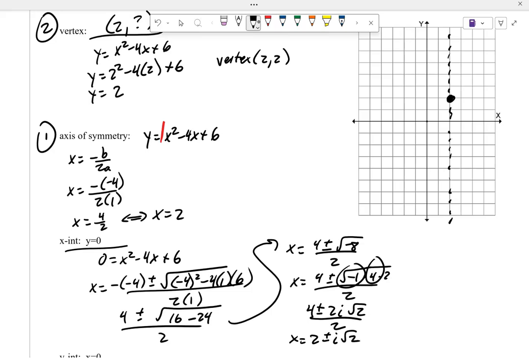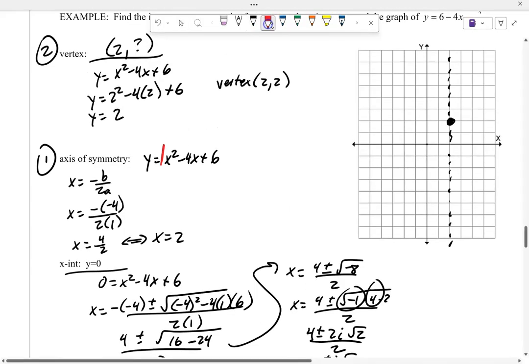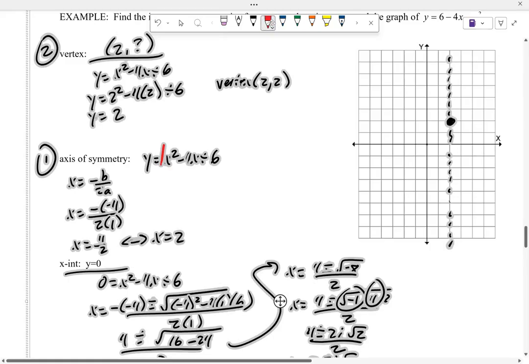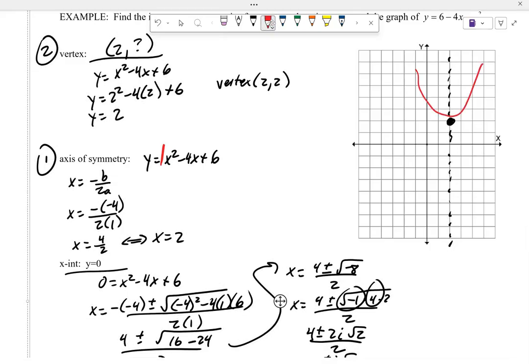Well, this is a real number graph, right? So this is saying these are complex zeros. They're not going to show up on a graph. In other words, there's no x-intercepts. Well, why is there no x-intercepts? Well, we know this thing opens up, right? It's going to open up. It's not going to cross that x-axis. That's why you got those imaginary roots or imaginary zeros there.